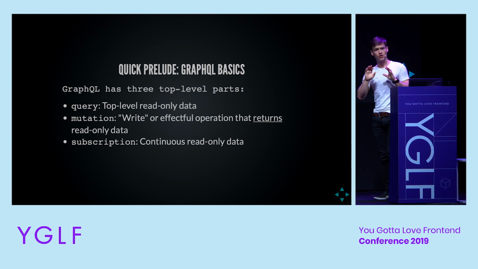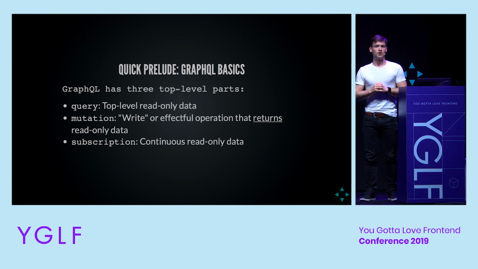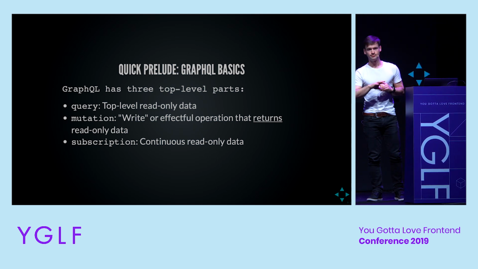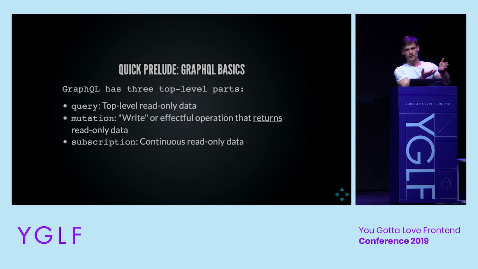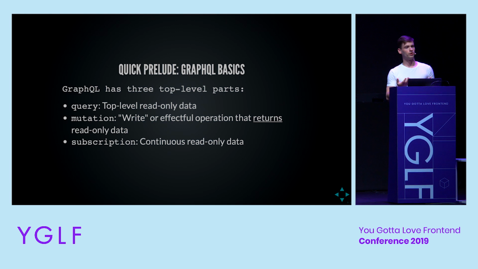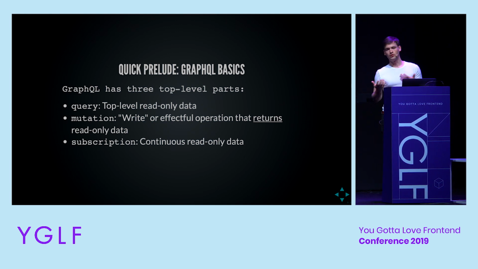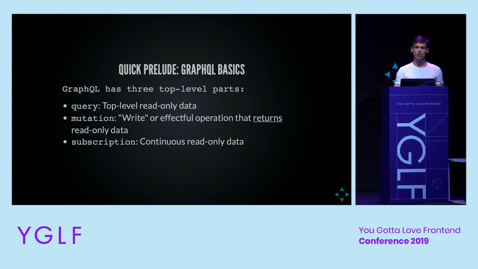So GraphQL has 3 parts at the top level. There's query, mutation, and subscription. Query is your way of reaching into an API and reading data out of it, right? You might want to read about the current user, get their email, their ID. You might want to get a list of posts and their titles, that kind of thing.